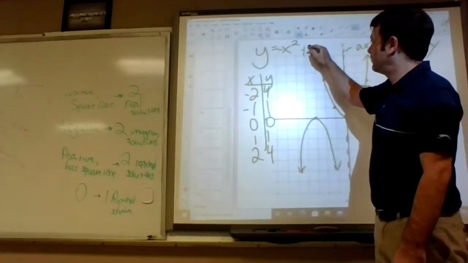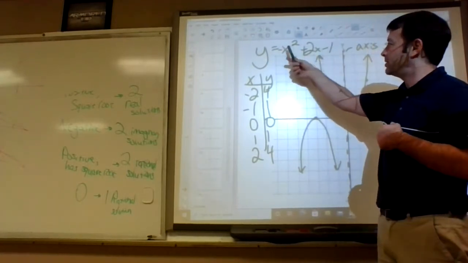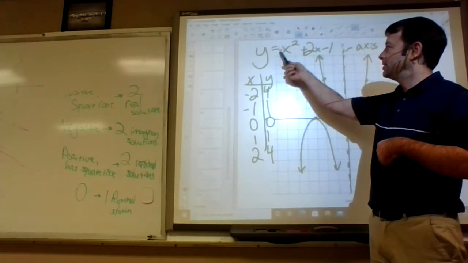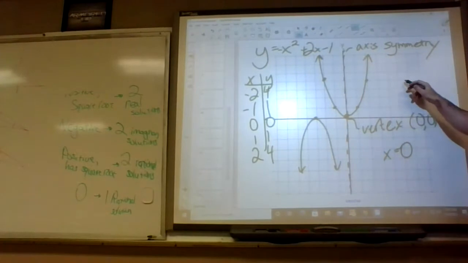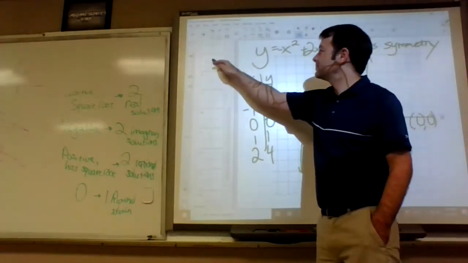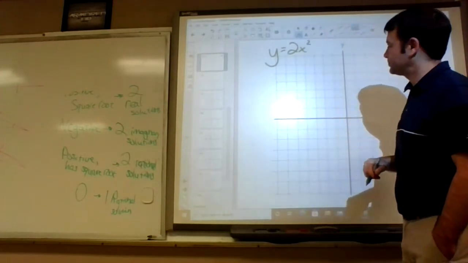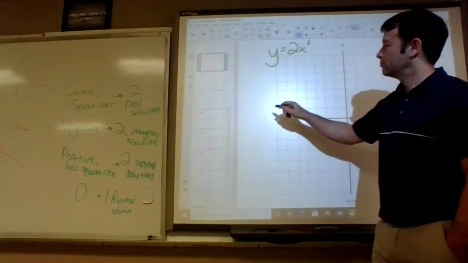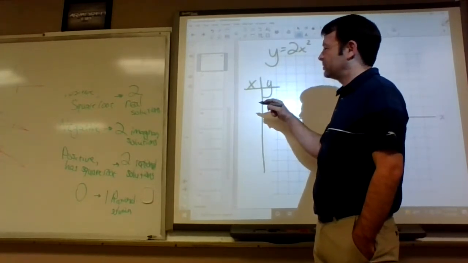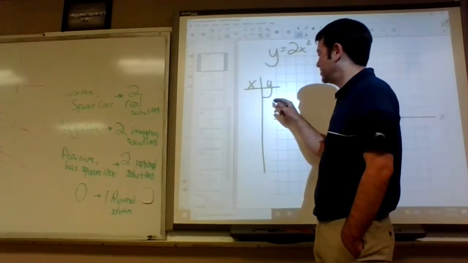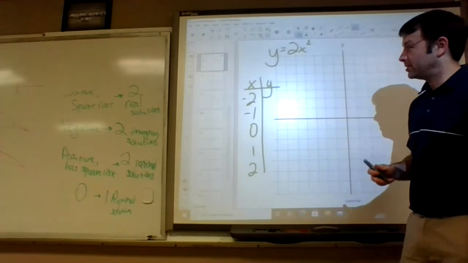It doesn't matter if I do all this other stuff. That will change the shape or where the graph's at, but it doesn't change the up and down. This makes the graph go down. You know what would happen if I did y equals 2x squared? What would happen to that graph? Make it go up too. It'd be thicker. Thicker. I'm not sure I know what that means.